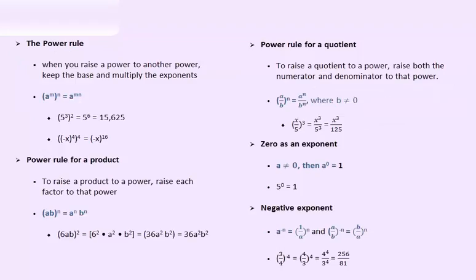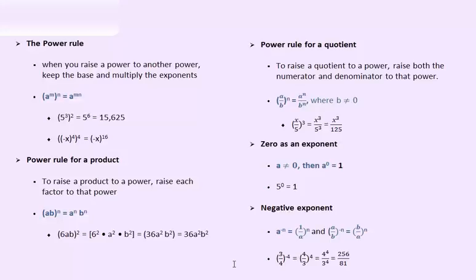We use the power rule when you raise a power to another power. We keep the base and multiply the exponents. So an example where we have 5 to the third power squared is the same thing as having 5 to the 3 times 2 exponents, which will give us 5 to the sixth power.